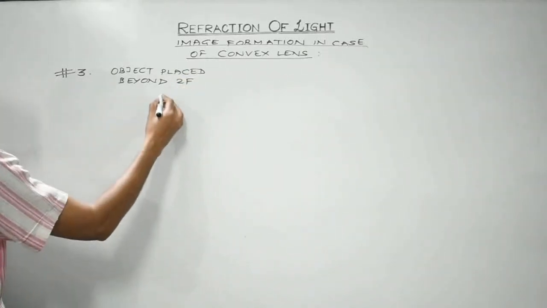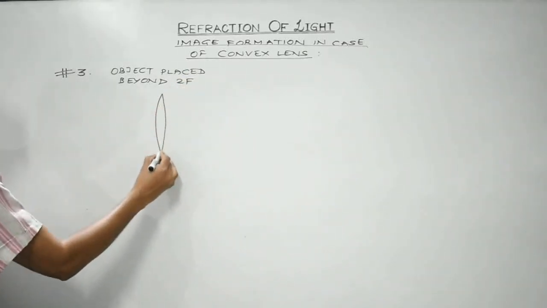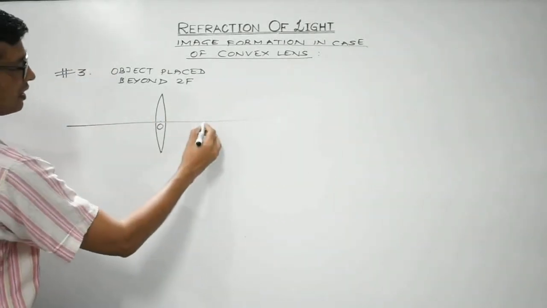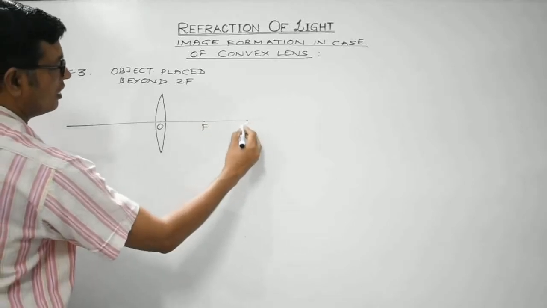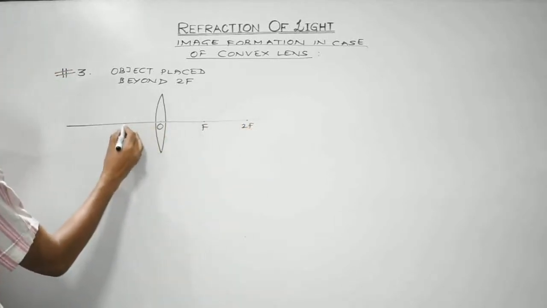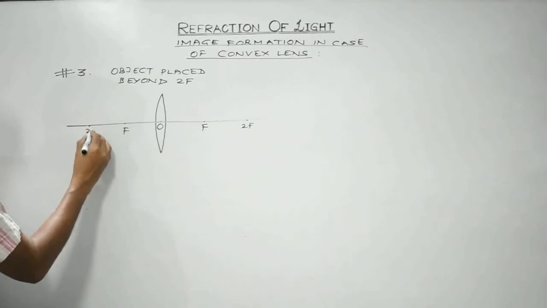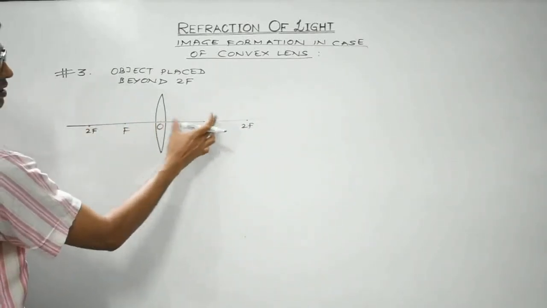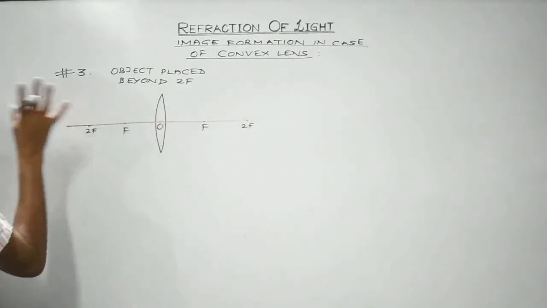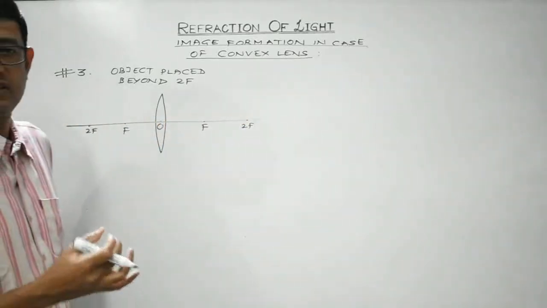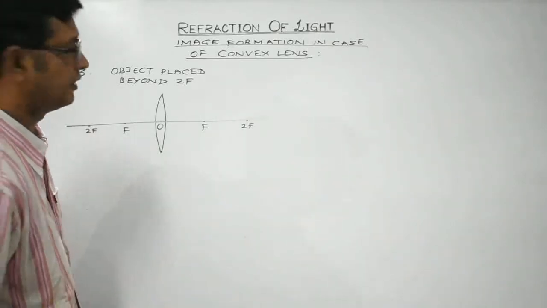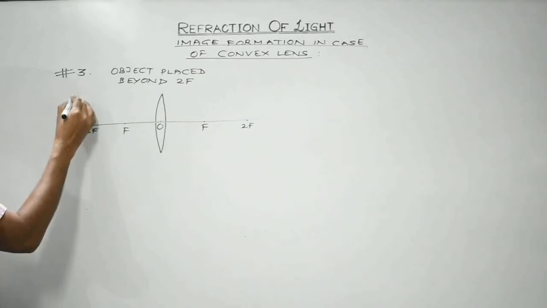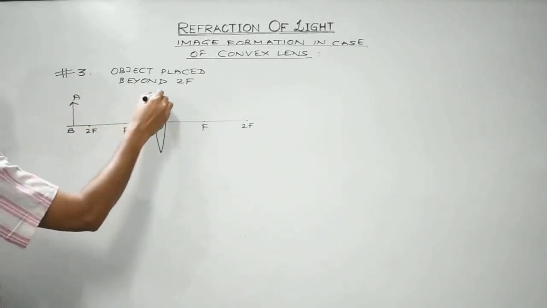So background would be like this. Lens should be thin. This is the optical center, it is the principal axis, and as I mentioned, please ensure these are the equal distances. If you consider it to be 3 cm, it will be 3 cm, it will be 3 cm, it will be also 3 cm. It is only then the ray diagram would be exact and perfect. Right? So here the object is placed. Suppose here the object is placed. This is A and this is B, and this is the reference line.